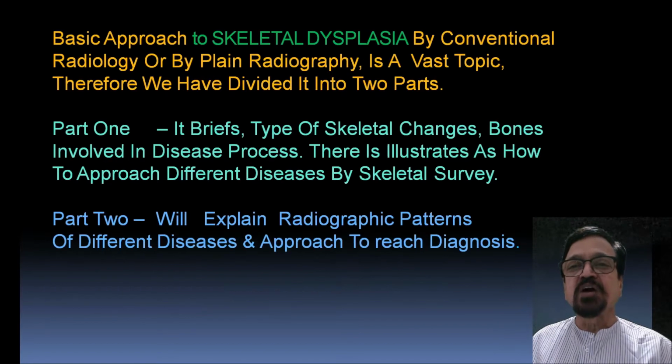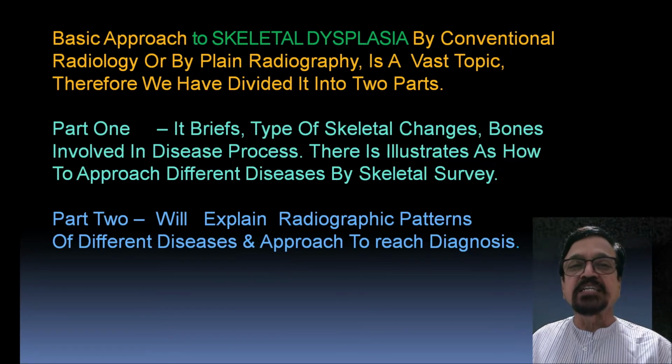So with this disclosure, we go to the main lecture, that is skeletal dysplasia, radiological appearances and approach part 2. Now, the basic approach to skeletal dysplasia by conventional radiology or plain radiograph is a vast topic. Therefore, we have divided it into two parts. Part 1 briefs about skeletal changes and bones involved in the disease process, and illustrates how to approach different diseases by a skeletal survey. Part 2 will explain radiographic patterns of different diseases and how to approach them.